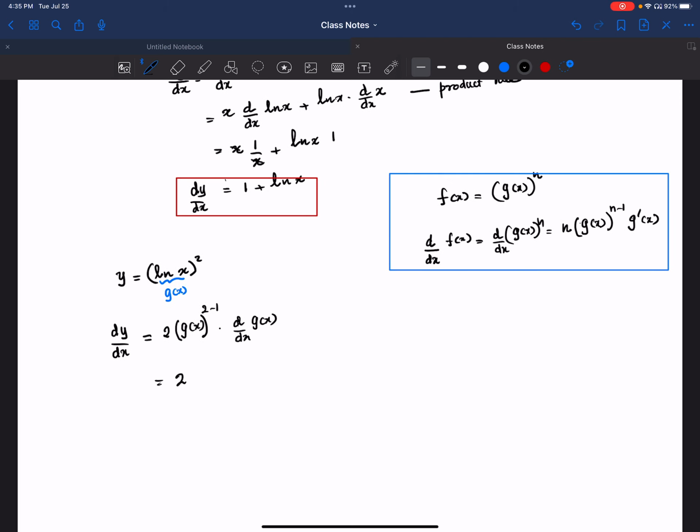So this is 2 times natural log of x to the power 1 times d over dx natural log of x. d over dx natural log of x is 1 over x. So you can write 2 times natural log of x divided by x. That's dy over dx. So that's the answer for the second question.